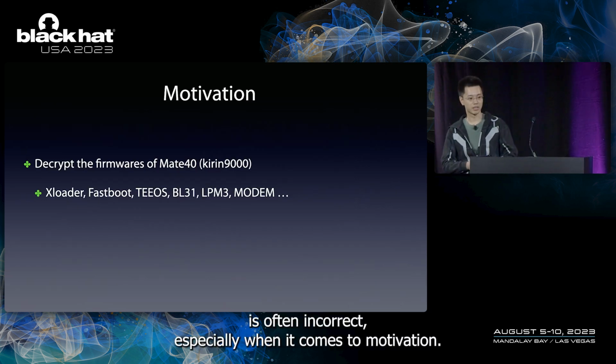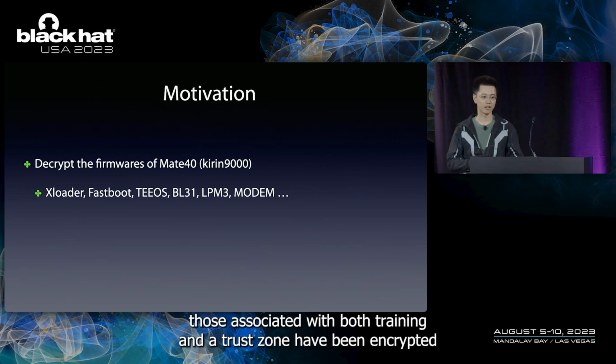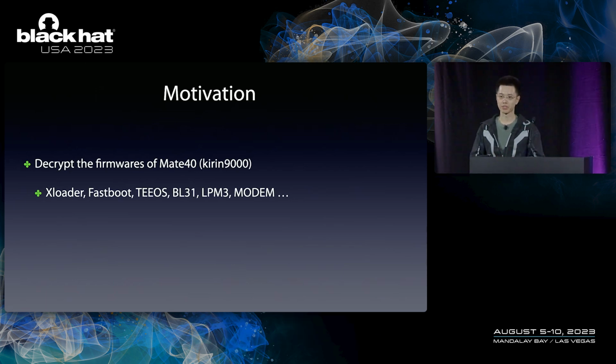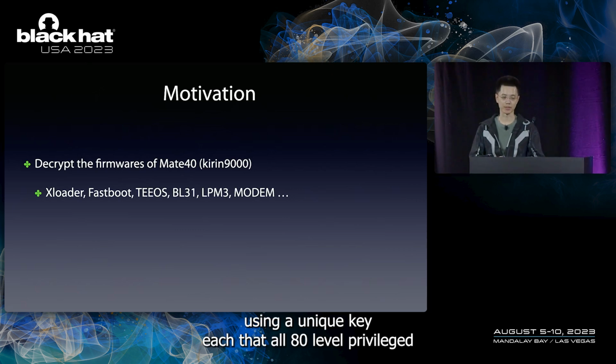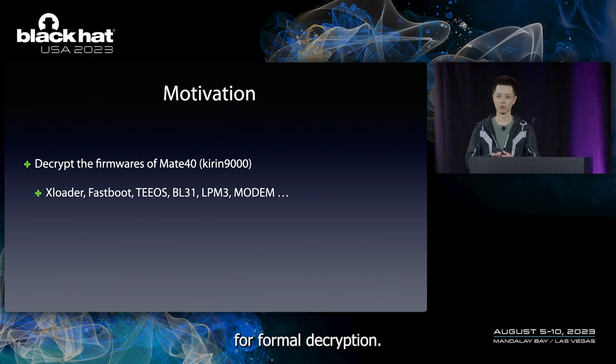That assumption is partially correct, especially when it comes to the motivation behind this research. You see, Huawei smartphones firmware, particularly those associated with boot chain and Trustzone, have been encrypted using a unique key for each chipset. Only TEE level privilege can operate a hardware crypto engine to use this key for firmware decryption.